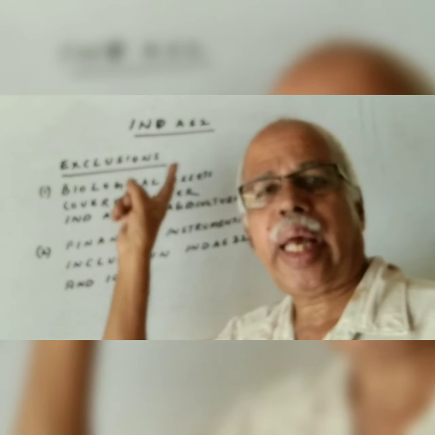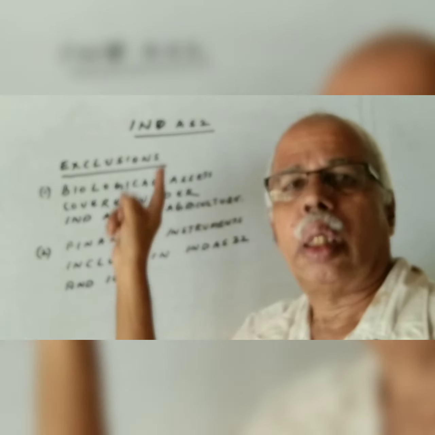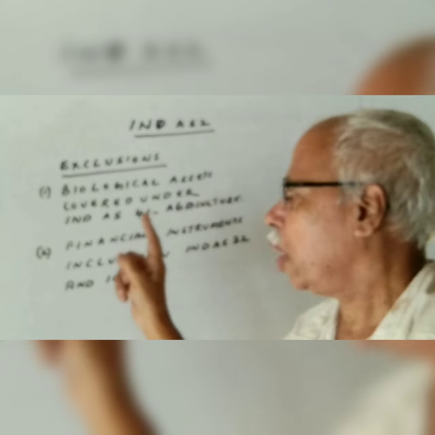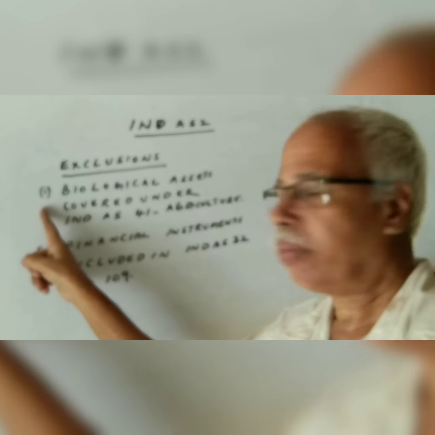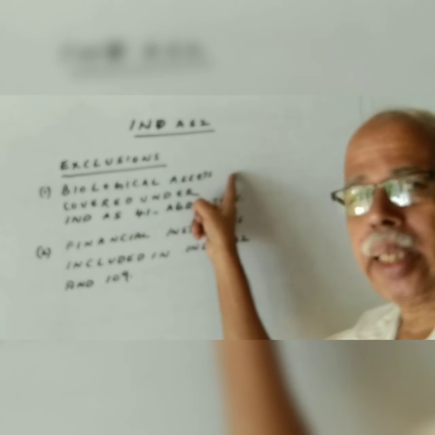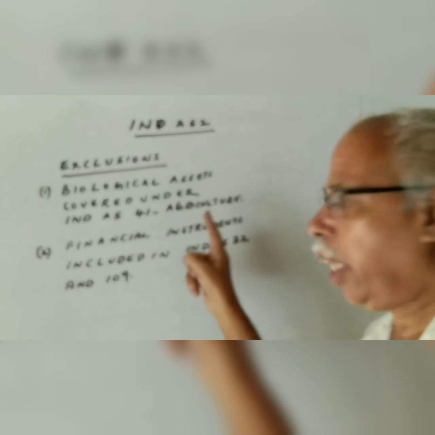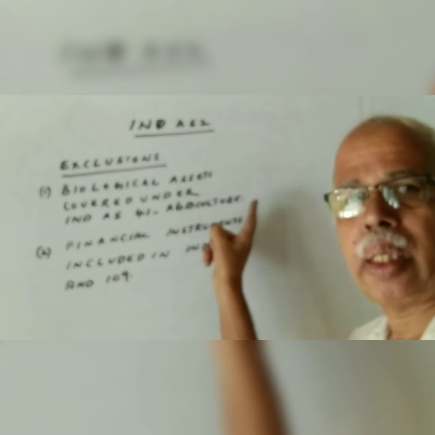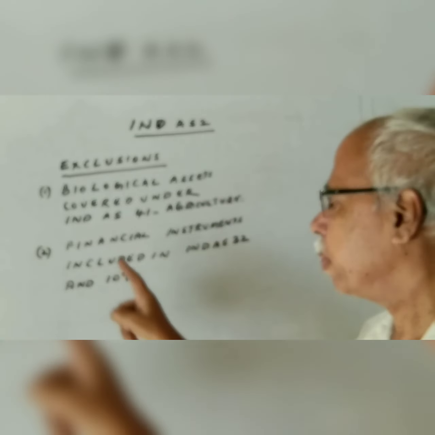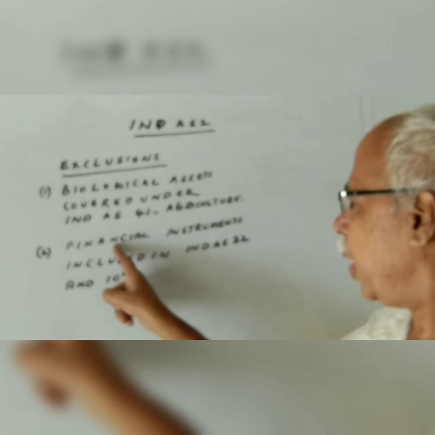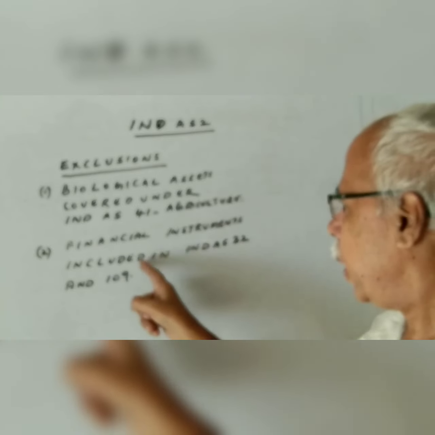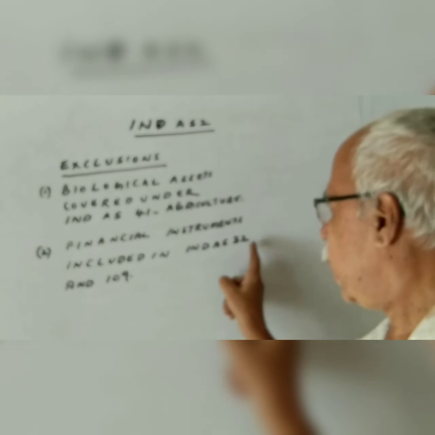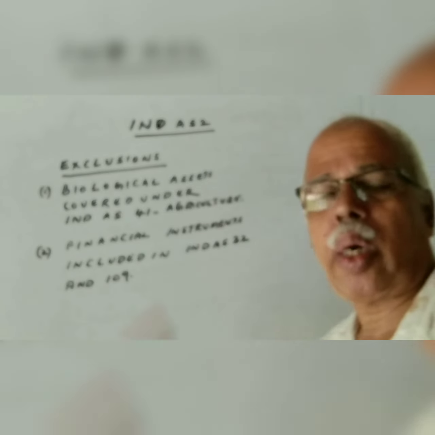However, the standard excludes these two types of inventories. 1. Biological assets covered under Indian AS 41, that is agriculture. There is a separate chapter for it. 2. Financial instruments included in Indian AS 32 and 109.